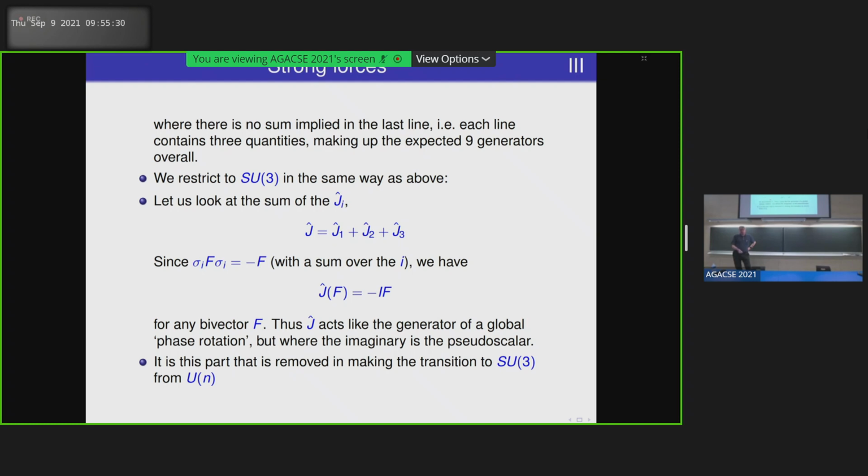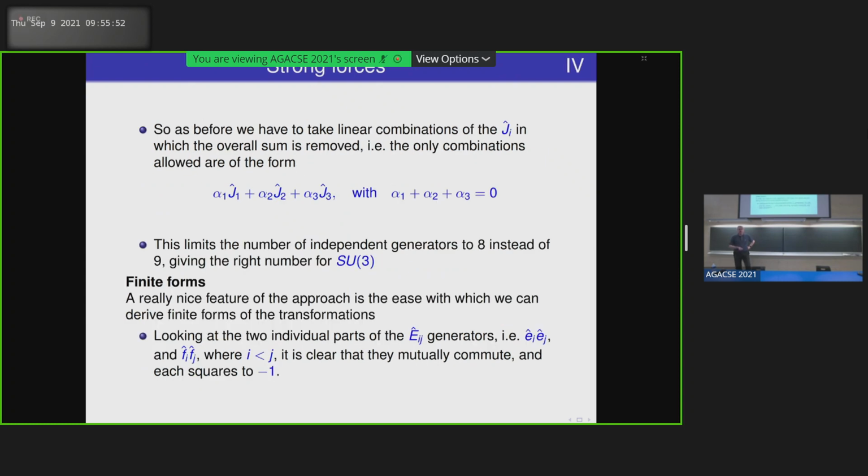And if you work out what it is, big J on F is minus iF. So that's very nice, the J here acts like a generator of a global phase rotation, but where the imaginary is a pseudoscalar of 4D space-time, which makes a great deal of sense. And it's this piece you've got to remove by making the transition to SU3, and that ends up with the same criteria. You've got to remove combinations to form alpha_1 J_1 hat, alpha_2 J_2 hat, plus alpha_3 J_3 hat, where alpha_1 plus alpha_2 plus alpha_3 equals 0. That's the condition you need, and that limits you to 8 instead of 9 generators.